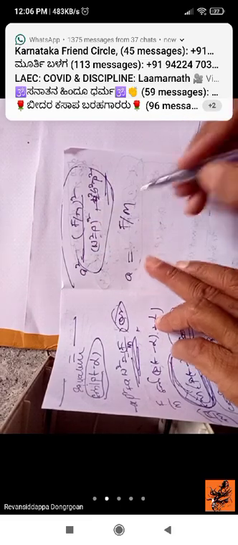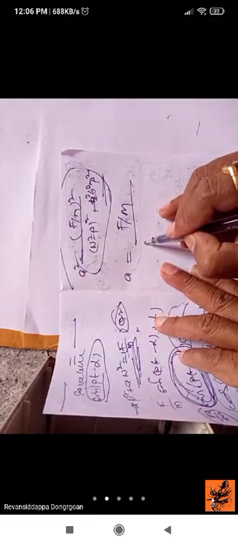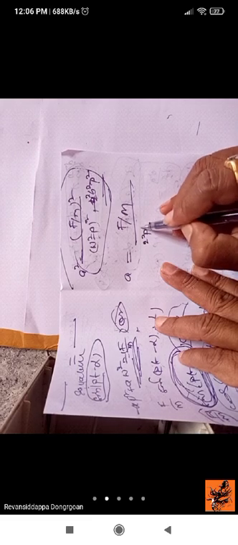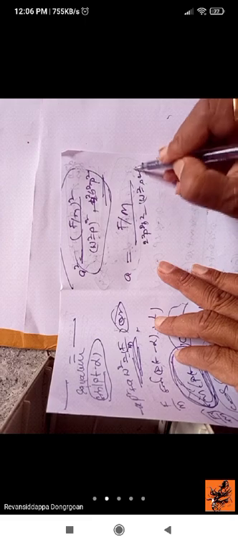Remove the square. F by m, that is omega square, or 2 square p square b square minus omega square minus p square into whole square. This is under the root. So this is the value for the amplitude.